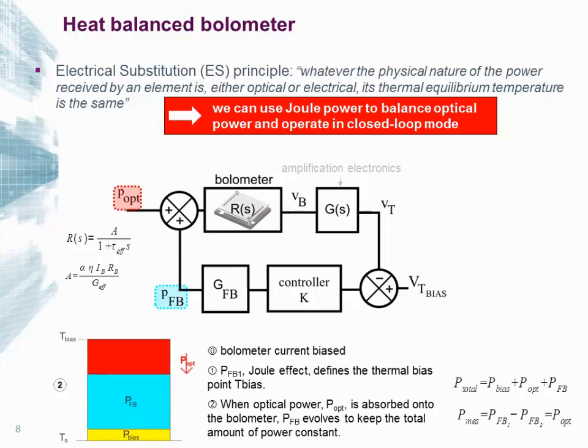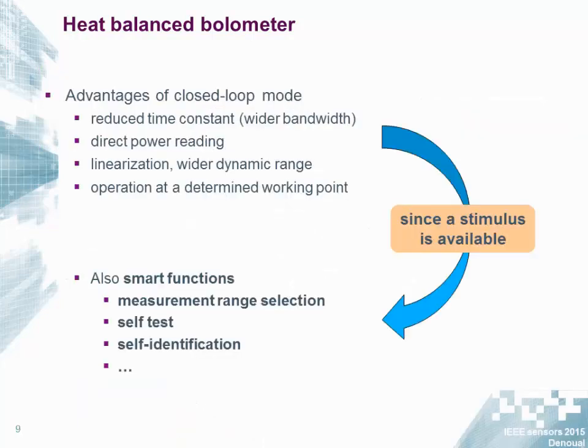Doing this, we can take benefit of the advantages of the closed loop mode, which are reduction of the time constant, a wider bandwidth, and we can choose the operating point. We have a direct power reading, but since we can stimulate the bolometer, we can also implement smart functions such as a self-test or self-identification or measurement range selection.